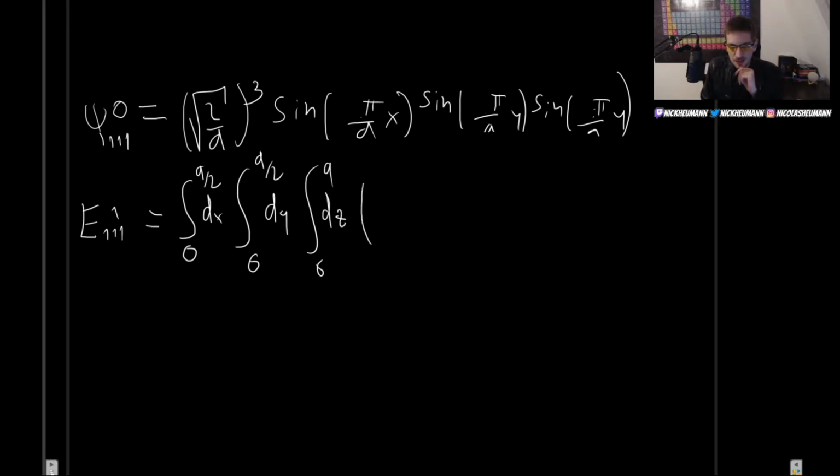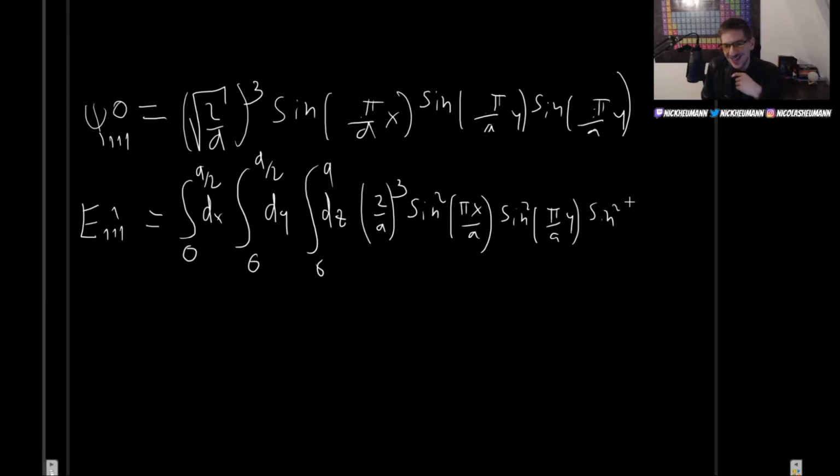And now we put everything in here. So it's going to be the square root of 2 over a cubed, squared, so we can get rid of the square root. 2 over a cubed times sine squared of pi x over a times sine squared of pi y over a times sine squared of pi... whoa, that's a y. How did that happen? That's supposed to be a z. My apologies. All right, sorry. Pi z over a.